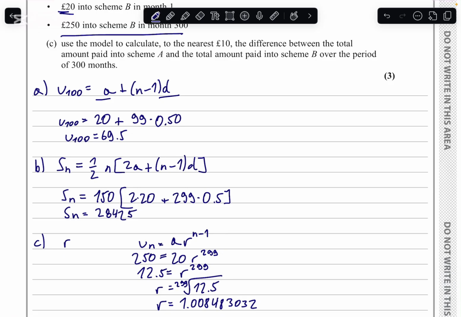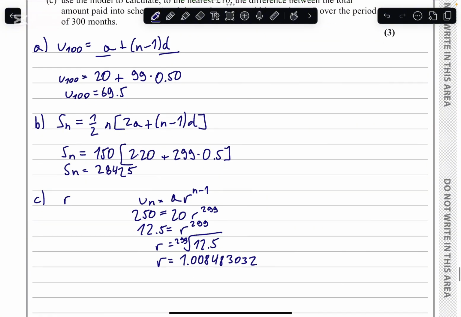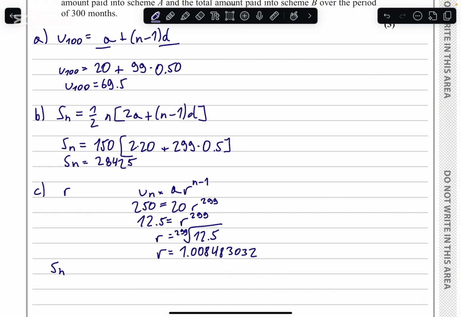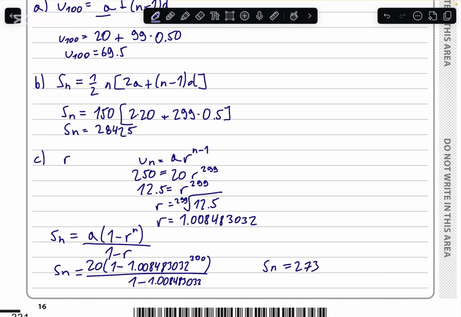And then to find the total amount of money paid over 300 months, we can use this equation now, and we can put the values that we already know in here and find Sn. And we find the value of 27,362.95.